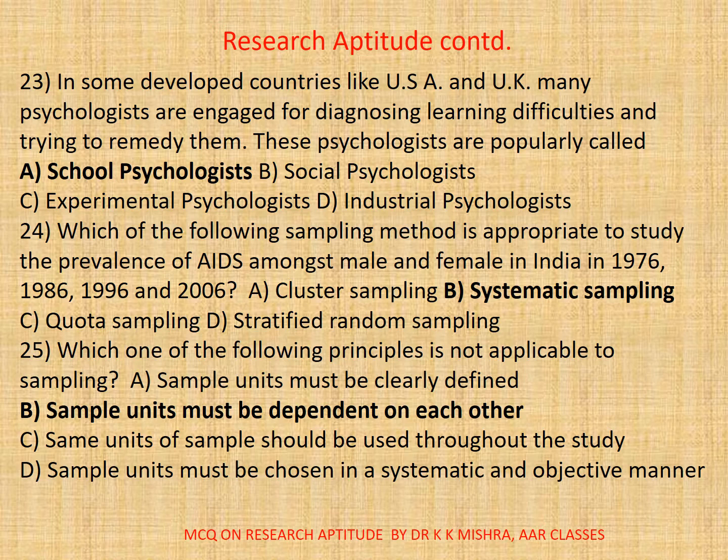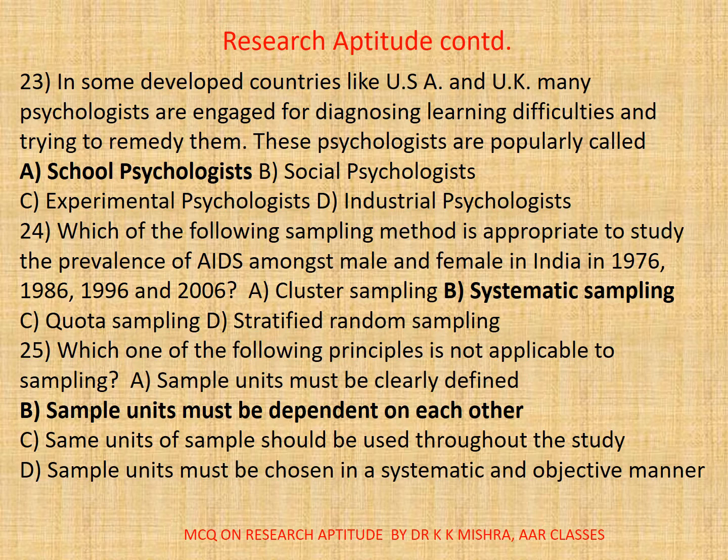23. In some developed countries like USA and the UK, many psychologists are engaged for diagnosing learning difficulties and trying to remedy them. These psychologists are popularly called A. School psychologists. B. Social psychologists. C. Experimental psychologists. D. Industrial psychologists. The correct option is A. School psychologists.